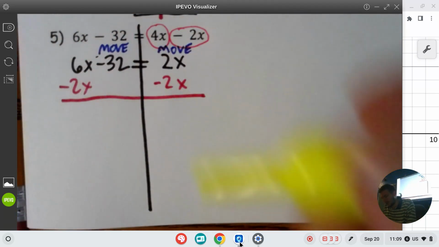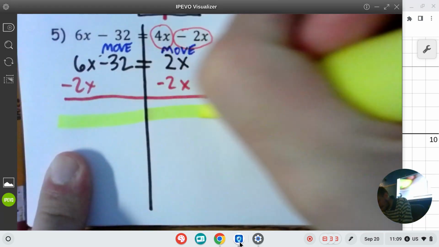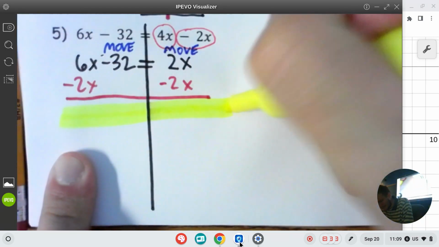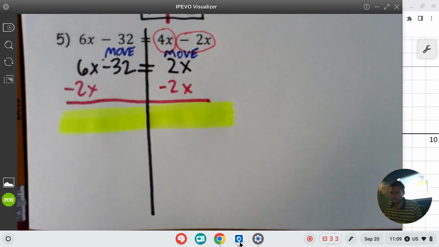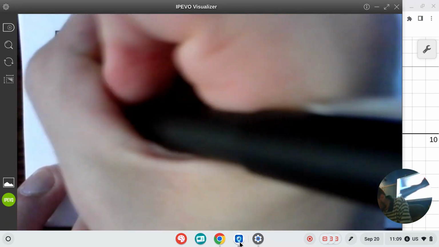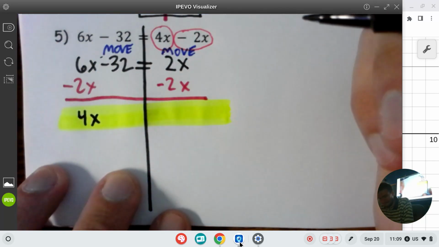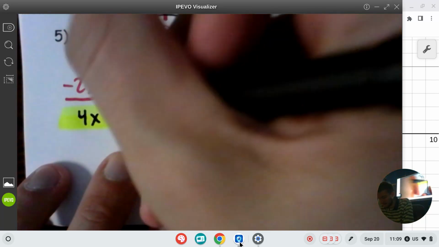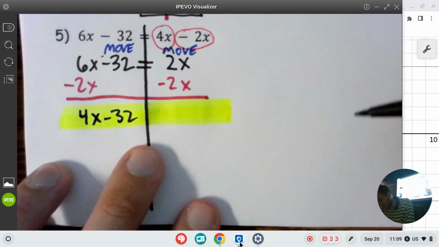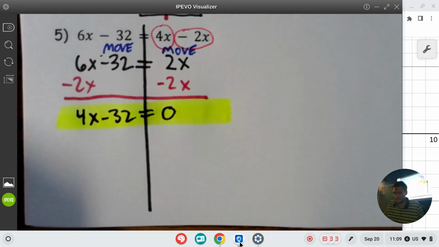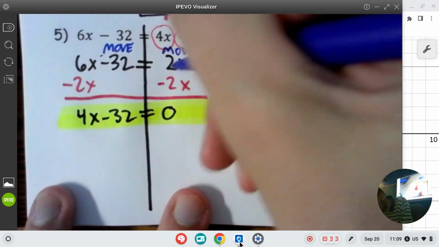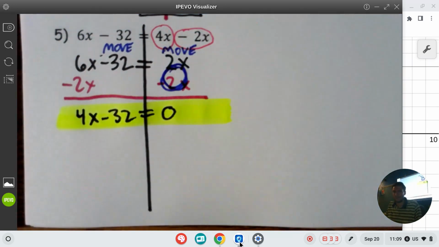If we are so excellent, I've heard a couple people have already mastered this skill in class. What goes on this next line? Tell me the whole thing. I got 4x minus 32 equals 0. Fantastic. Excellent. We got this 0. We're in great shape.